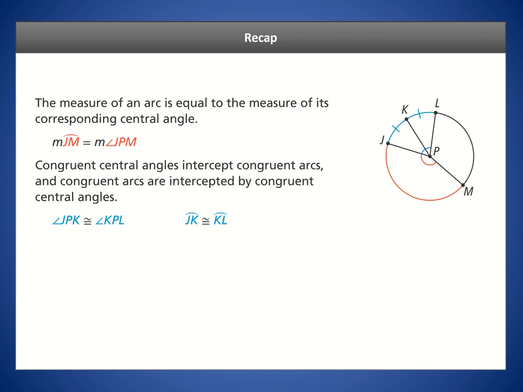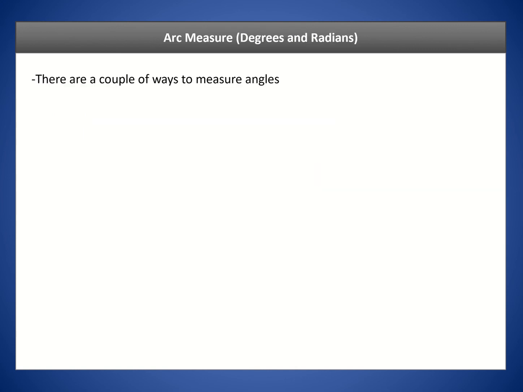All right, so recap. The measure of an arc is equal to the measure of its corresponding central angle. So as we mentioned, if I wanted to find the measure of arc JM, then I can just use its central angle right here, given in orange. If I wanted to find the measure of JL, then I would just use its central angle there; they're both indicated in blue. So congruent central angles intercept congruent arcs, and congruent arcs are intercepted by congruent central angles. And this makes sense because if these are the same angle, then they have the same congruent arc.